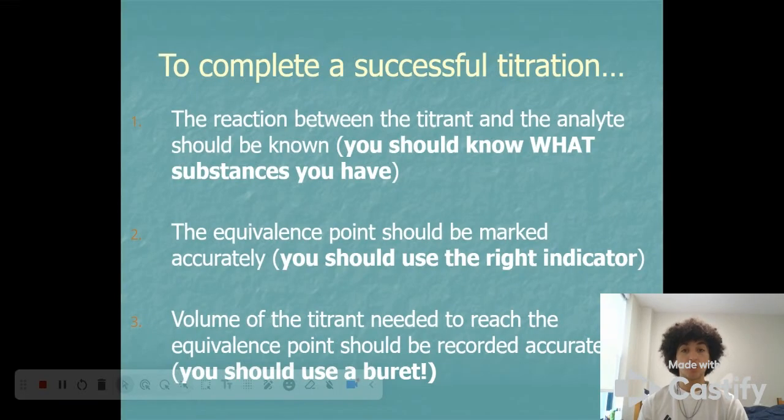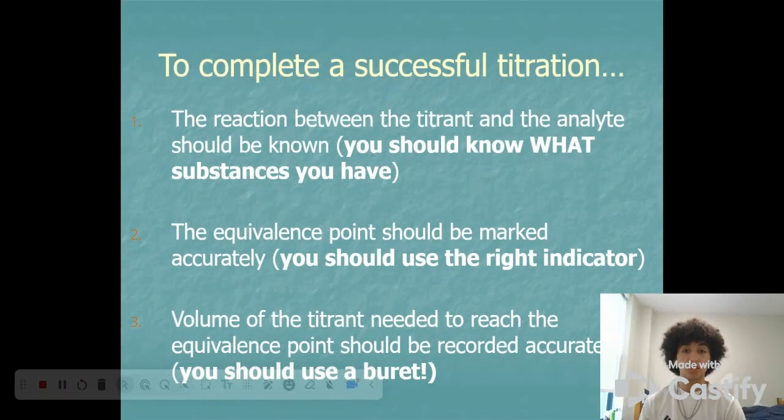Here are 3 things you need to know for a good titration. 1. You want to make sure you know your reaction. You need to know exactly what's reacting, and if you're doing a strong acid to strong base titration, you need to know that H plus reacts with OH minus in a 1-to-1 ratio. If it's a diprotic acid, meaning there are multiple hydrogens, the ratio is different. You need to do the stoichiometry.